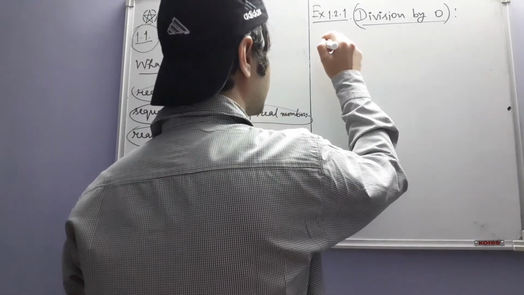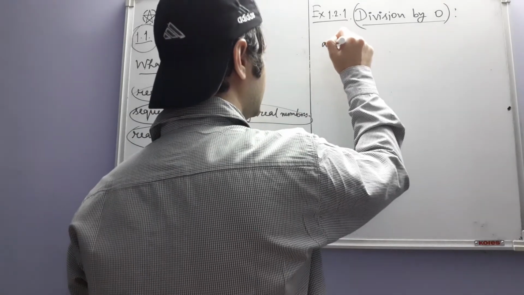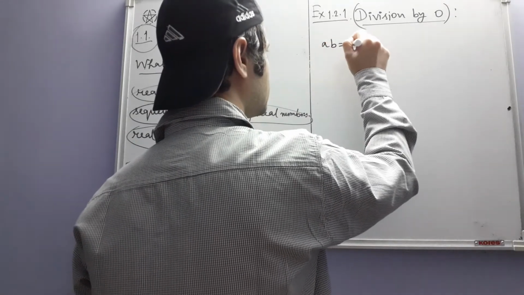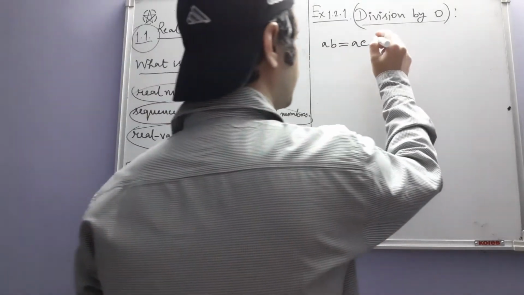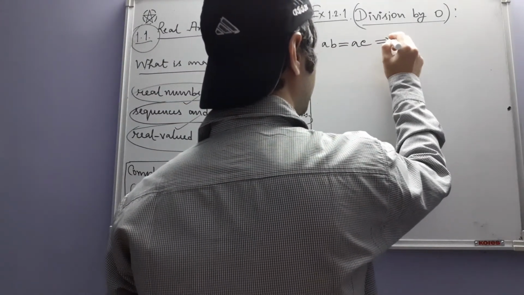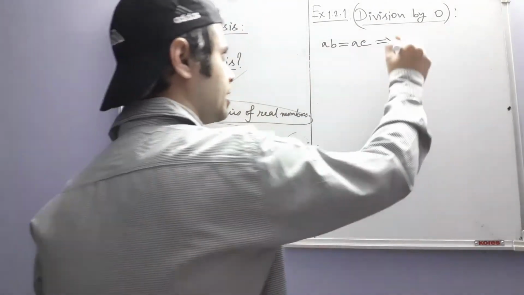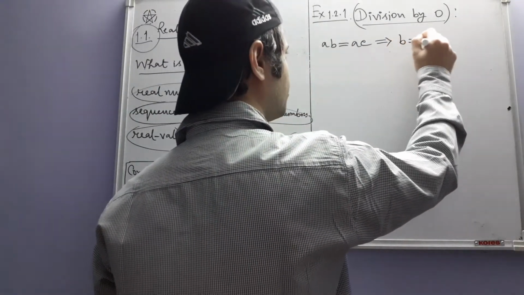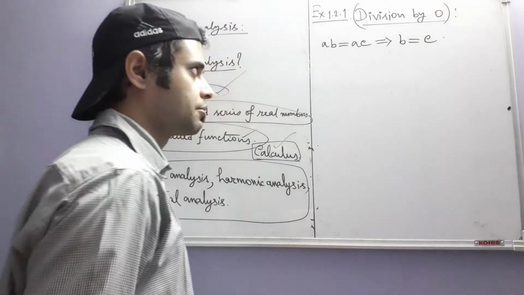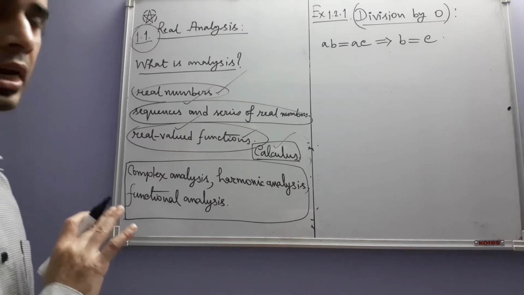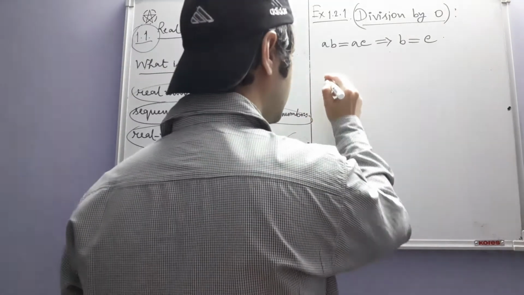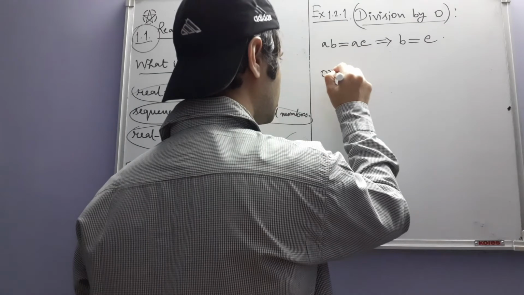Say we have something like this: A, B and C are 3 numbers, and we have AB is equal to AC. Then there is a cancellation law which says that you can cancel A from both sides and write B is equal to C. But there is a caveat, A has to be non-zero. If you forget that, then you can get nonsensical results like this.